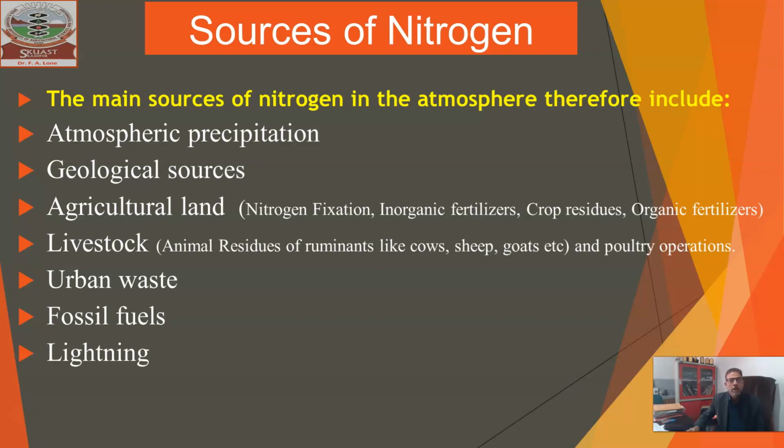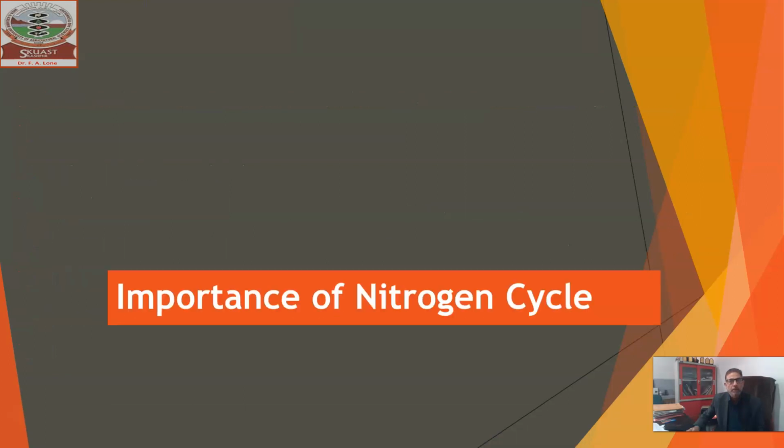And then during lightning also there is the formation of nitrogen compounds. Nitrogen of the atmosphere gets converted into different forms. So these are all the sources of nitrogen.